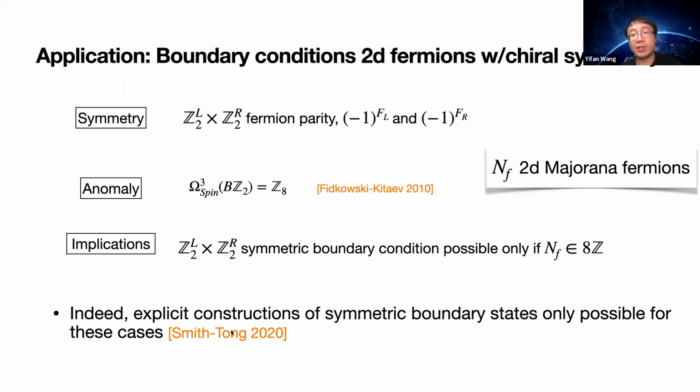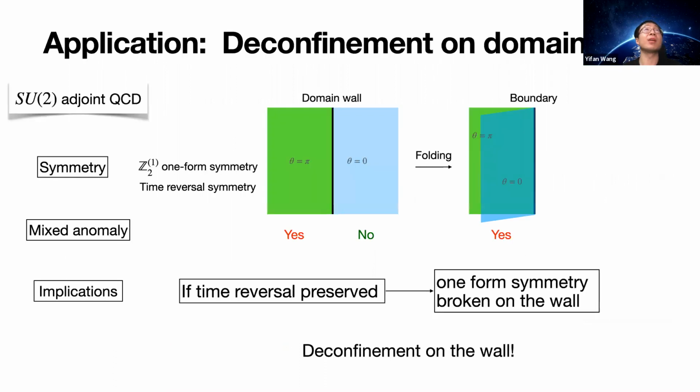And indeed, very recently, in 2010, explicit constructions of symmetric boundary states for 2D fermions, which is a simple exercise you can do, but you have to do it thoroughly, shows that such boundary conditions preserving the symmetry is only possible if NF is a multiple of 8. It's a systematic analysis you have to go through, but we have a very general statement here.